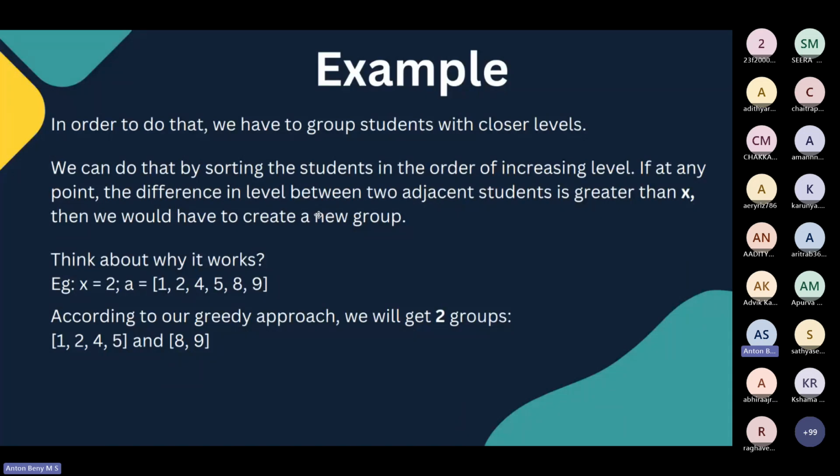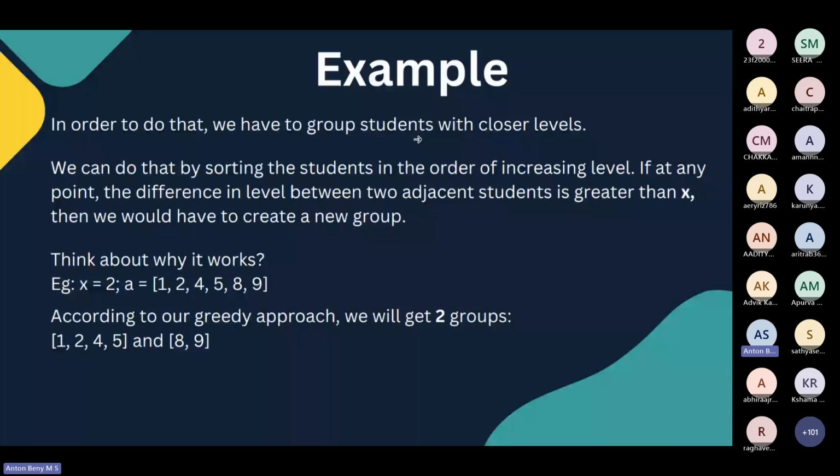So look at this. The difference is 1, 2, and 1 again. But between 5 and 8, the difference is 3. So there's no option, but we'll have to start making a new group. So according to a greedy approach, we'll get these two groups. Even in the quiz that we saw right now, you can do the same thing, and you can find out that there'll be two groups. So think about why it works. Again, we have to group students with closer levels so that you can apply the greedy algorithm. If it's not sorted, we sort so that the students are grouped with closer levels.